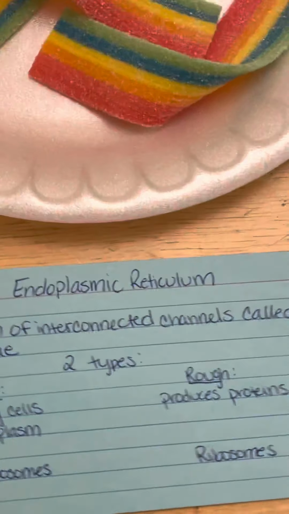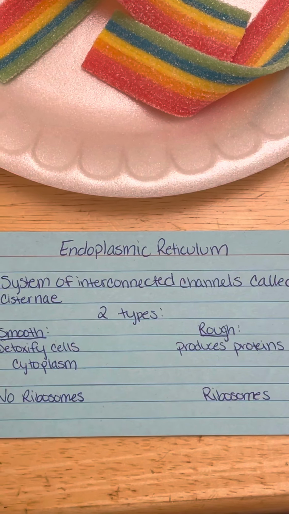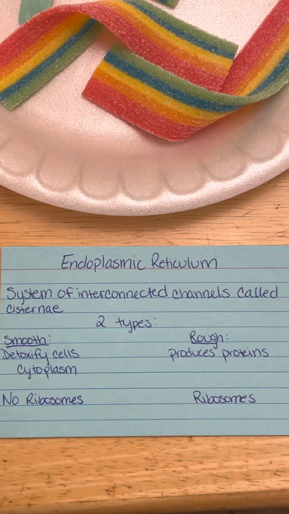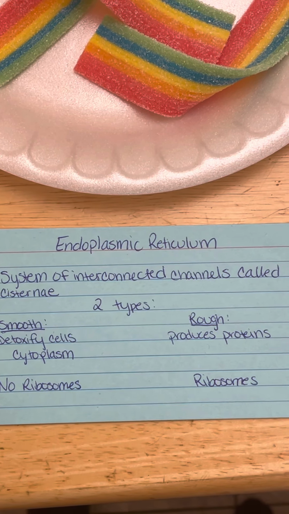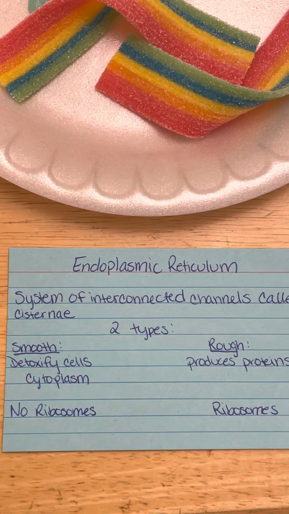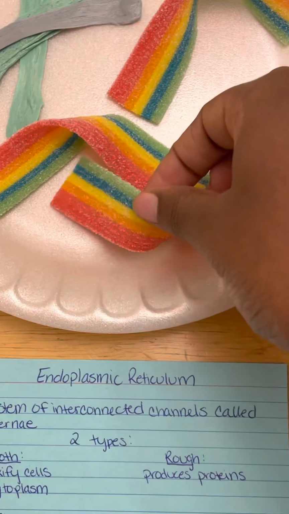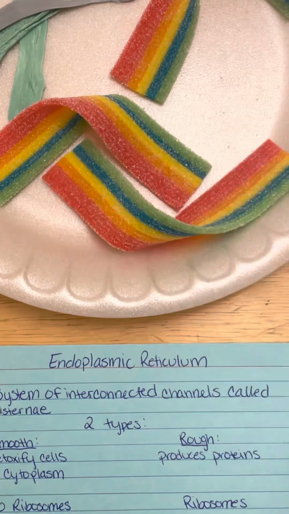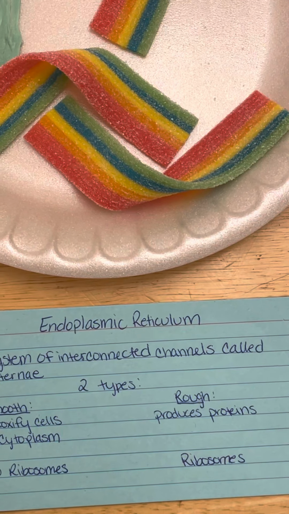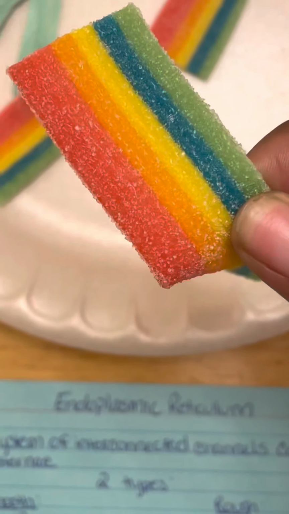Speaking of the ER, we have the endoplasmic reticulum, and it is a system of interconnected channels called a cisterna. There are two types of this. I have here the smooth part, and the smooth side detoxifies cells, and there are no ribosomes in the smooth part. In the rough part, which I have here, it produces protein where there are ribosomes, and I've put the sugar as the ribosomes.